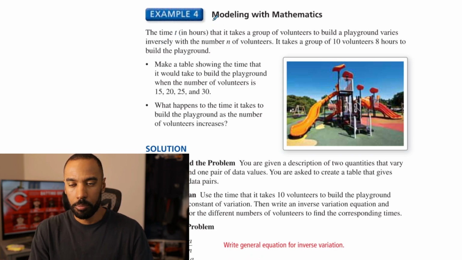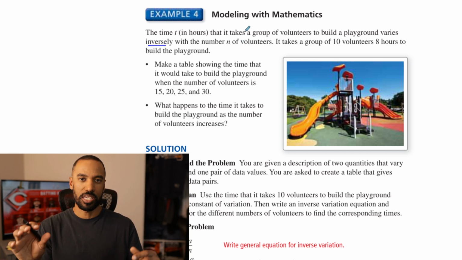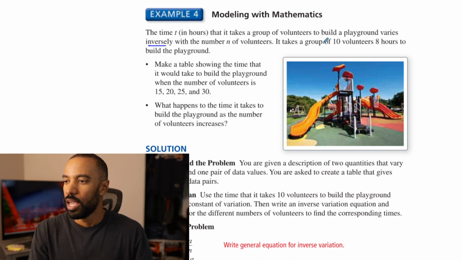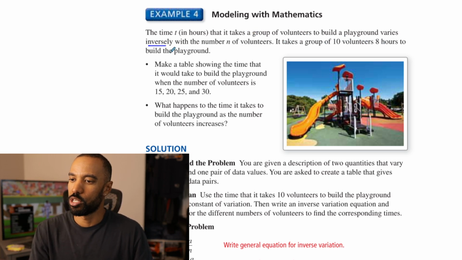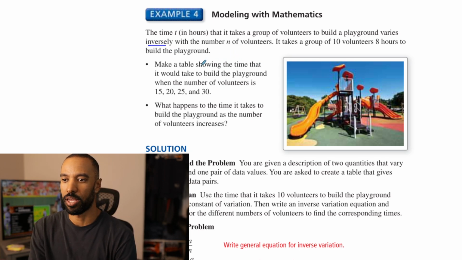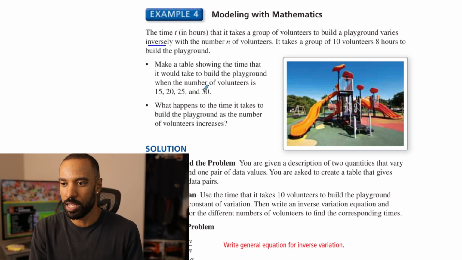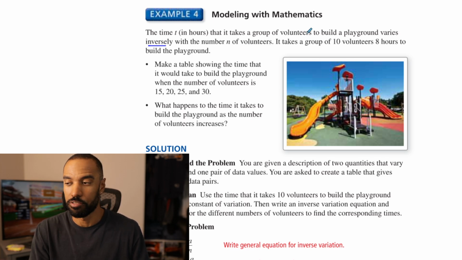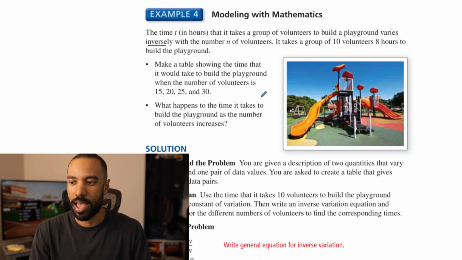Here's another set, but a word problem. The time in hours, t, that it takes a group of volunteers to build a playground varies inversely with the number n of volunteers. That means that t equals a over n, or n equals a over t. There's an inverse variation with that, right? It takes a group of 10 volunteers 8 hours to build the playground. It says make a table showing the time it would take to build the playground when the number of volunteers is 15, 20, 25, and 30. This is after you find out the constant of variation for this equation. And then what happens to the time it takes to build the playground as the number of volunteers increases?